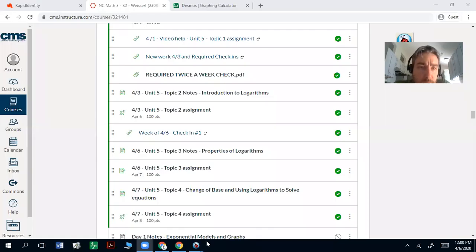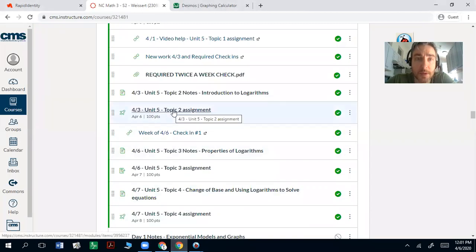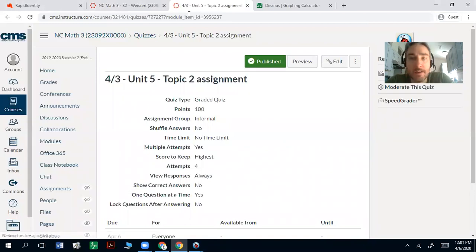Hey y'all, in an effort to help you out with the assignment, I'm about to go over a few specific examples from the 4.3 topic, Unit 5, Topic 2 assignment. So if you are on Canvas, I'm going over this one right here, if you want to click that one. And I'm going to pick maybe 4 or 5 problems to go over.